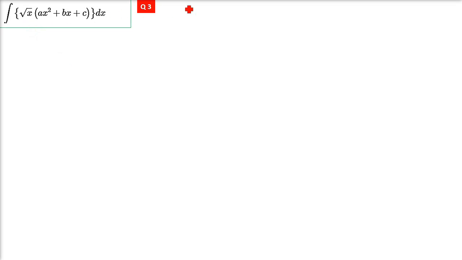Next is under root x. This under root x is simply x raised to the power half. So x to the power half is under root x. Now let us resolve this first, and then we will deal with the integration. So the first term is x raised half. Inside this we have ax square plus bx plus c. Now multiply x raised half with each of the terms.